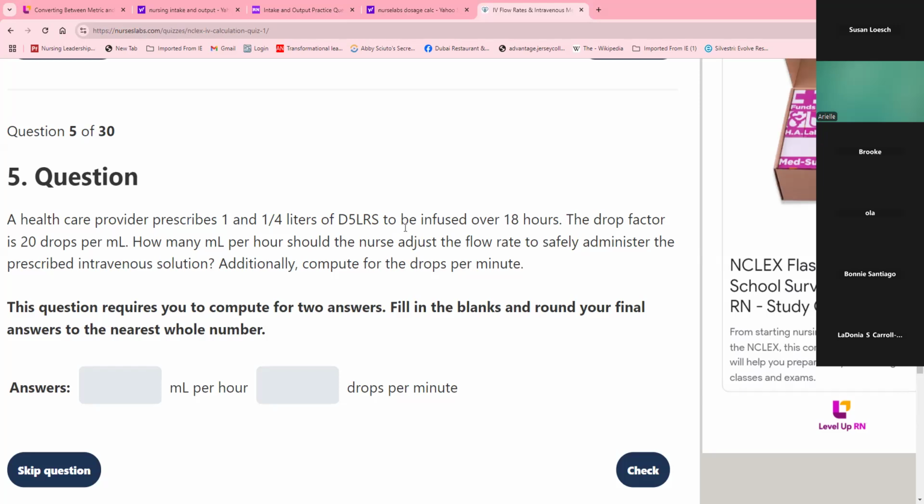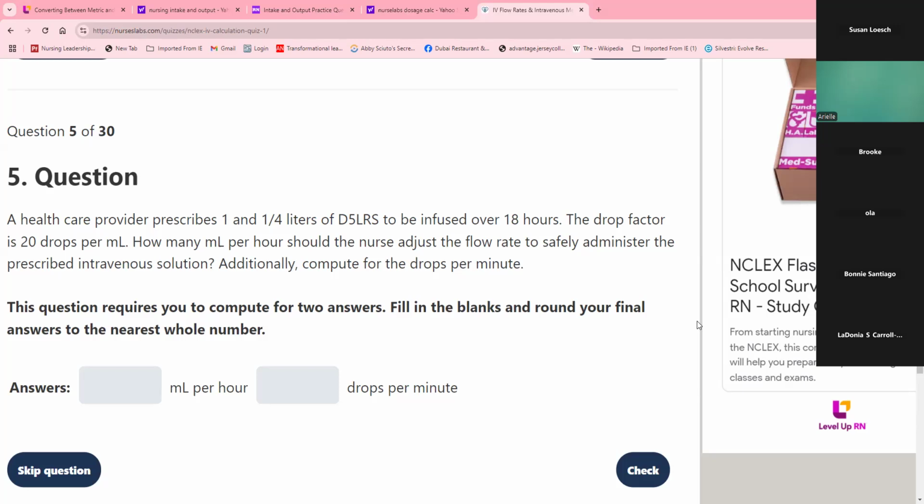All right, so drops per minute, your formula is always going to be what? Total volume over total time, times your drop factor. Now let's look at what our volume is here. The only thing that could be a volume is something that has liters or milliliters behind it. This one has 1¼ liters. It doesn't matter what it is. It could be Kool-Aid. Who cares? All that matters is that volume, 1¼ liters.